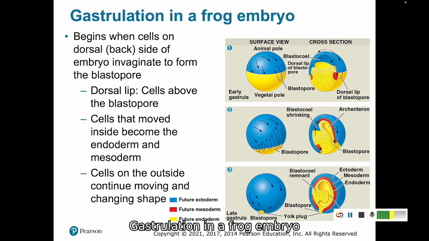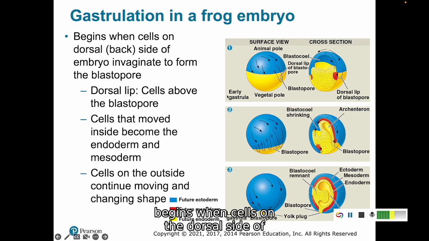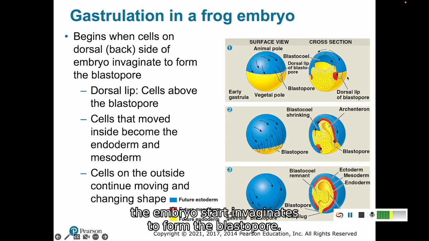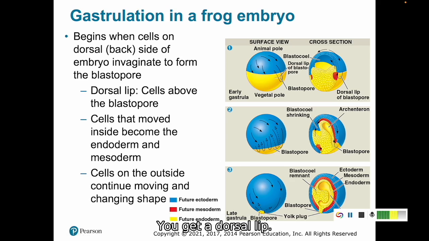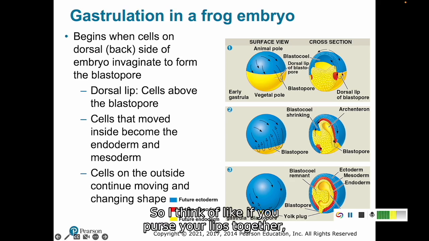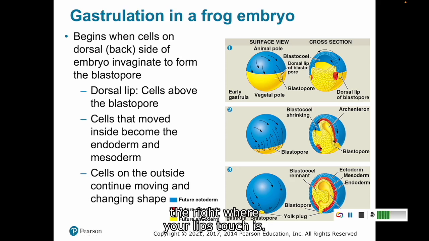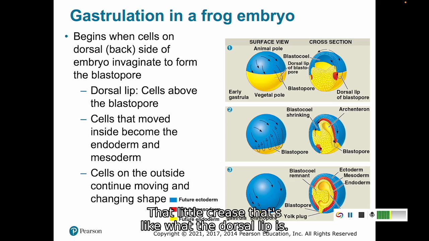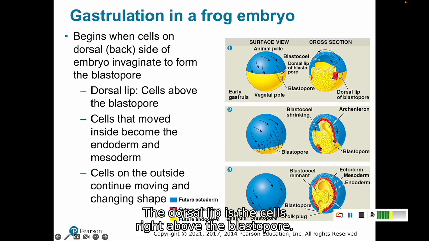So gastrulation in a frog embryo begins when cells on the dorsal side of the embryo start invaginating to form the blastopore. You get a dorsal lip. So I think of it like if you purse your two lips together, right where your lips touch is that little crease. That's like what the dorsal lip is. So the dorsal lip is the cells right above the blastopore.